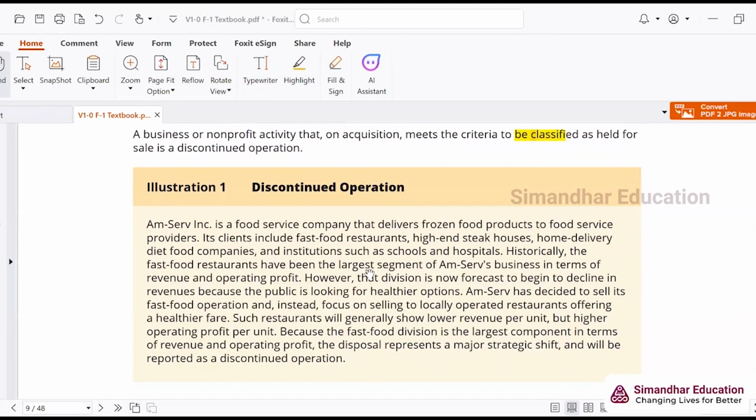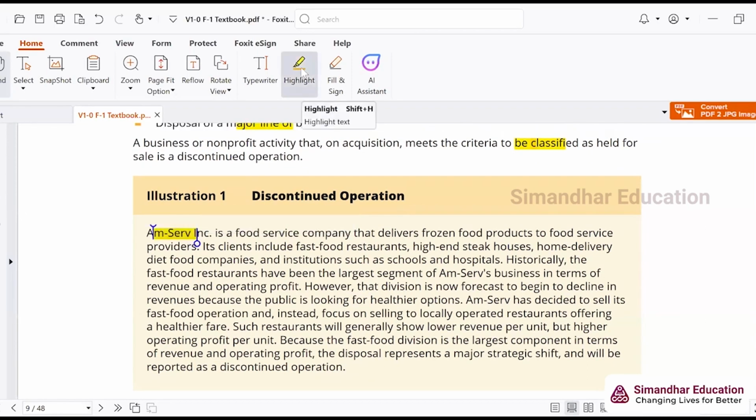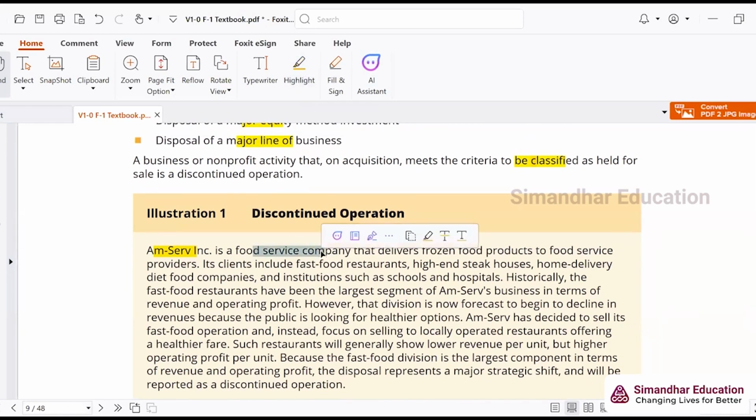So let's look at this example. One thing I have to keep in mind is you will get all of these very difficult to pronounce names. So don't worry about those difficult names. What you have to do is you just see that, okay, this is the name of the company. It is a food service company that delivers frozen food products to food service providers. Clients include fast food restaurants, hospitals, home delivery diet companies, institutions, schools, etc.